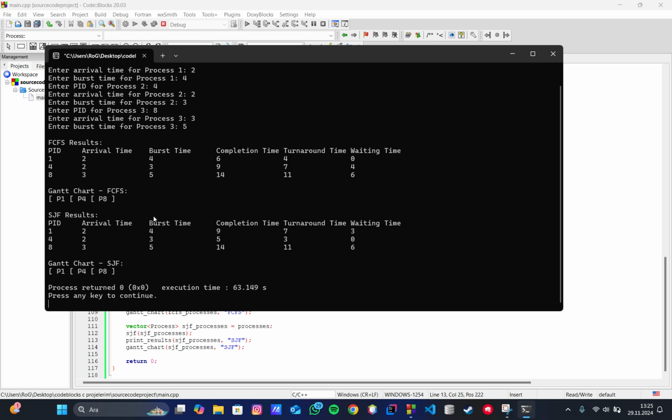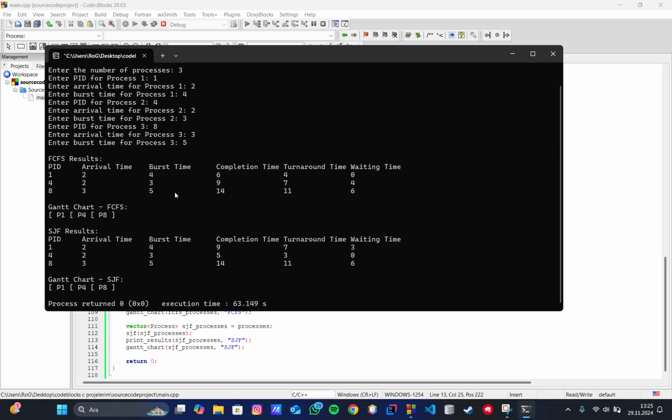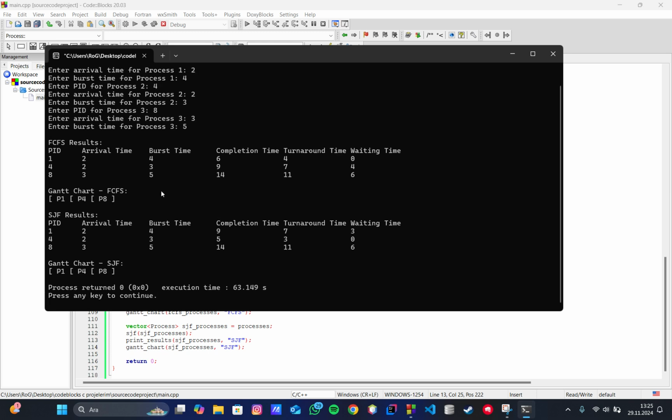The Gantt chart is text-based because there is no library in C++ like Matplotlib, which is in Python. So it had to be text-based.